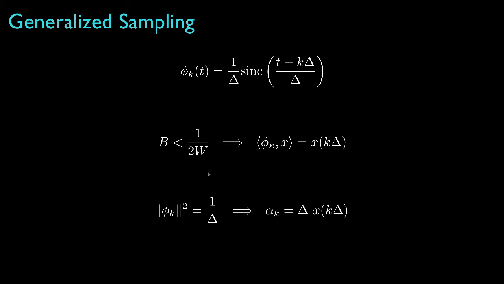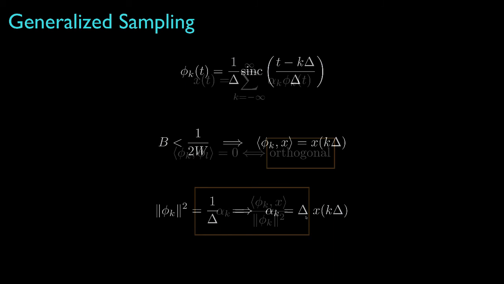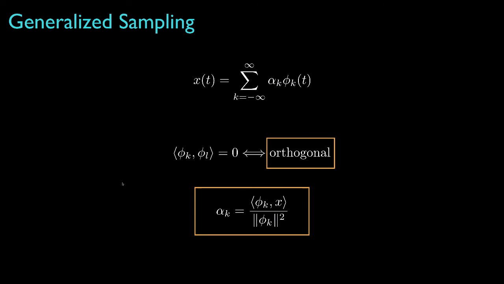And because the norms for these basis functions are all equal to 1 over delta, then the kth coefficient is the sample of the signal at time k times delta, scaled by the sample spacing delta. Well, in summary, generalized sampling with orthogonal basis functions is an important concept that has many applications in engineering and science, and it's important to be familiar with this concept and with the method for determining the optimal sampling coefficients.